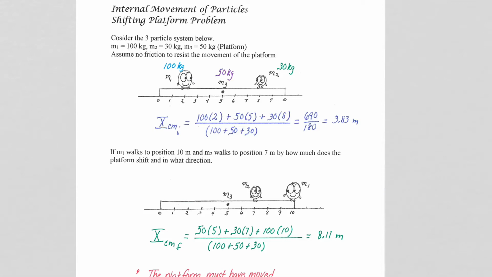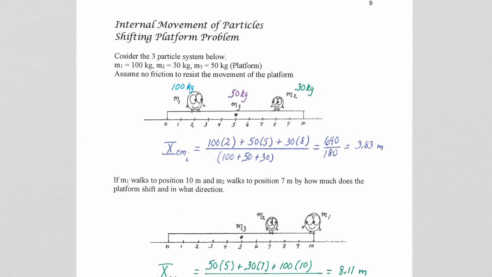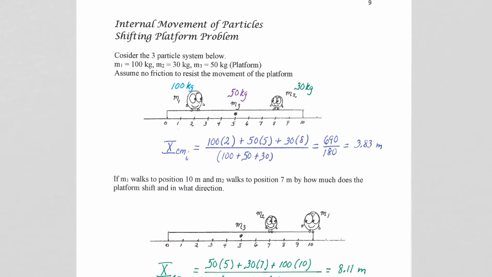Okay, in this lesson, we are going to look at a system of particles where the particles themselves are going to rearrange their positions within the system using only internal forces. And what we are going to see is that the center of mass cannot move its position if there are no external forces acting on the system.